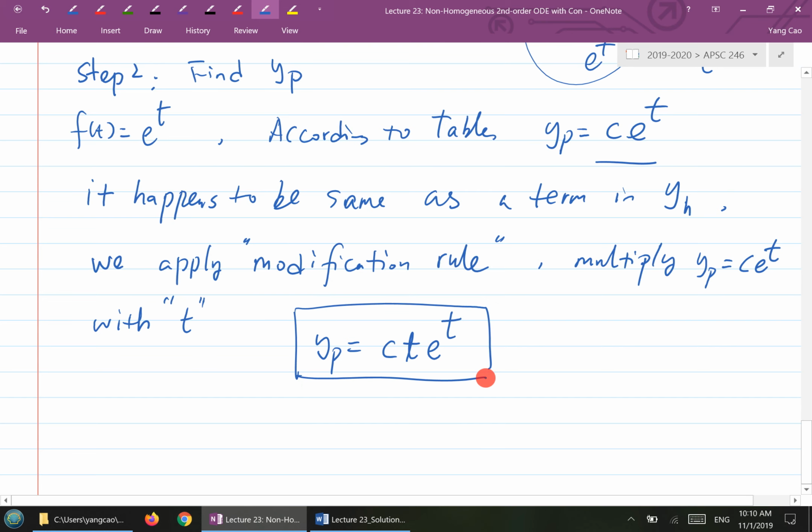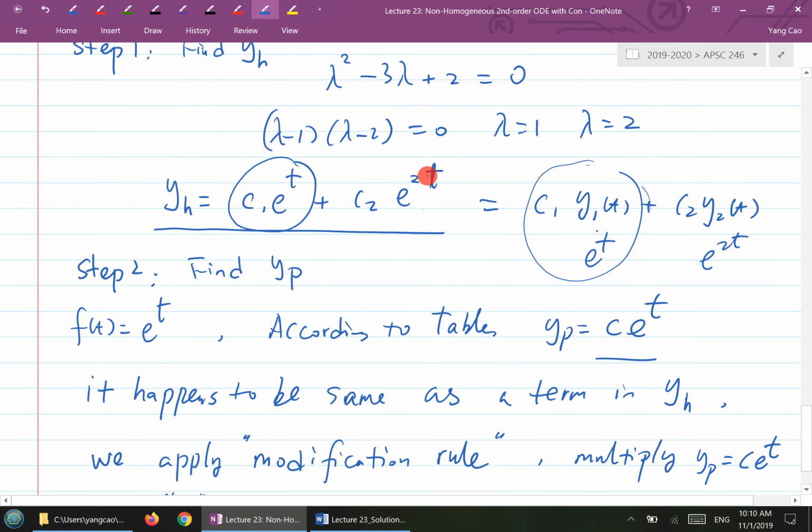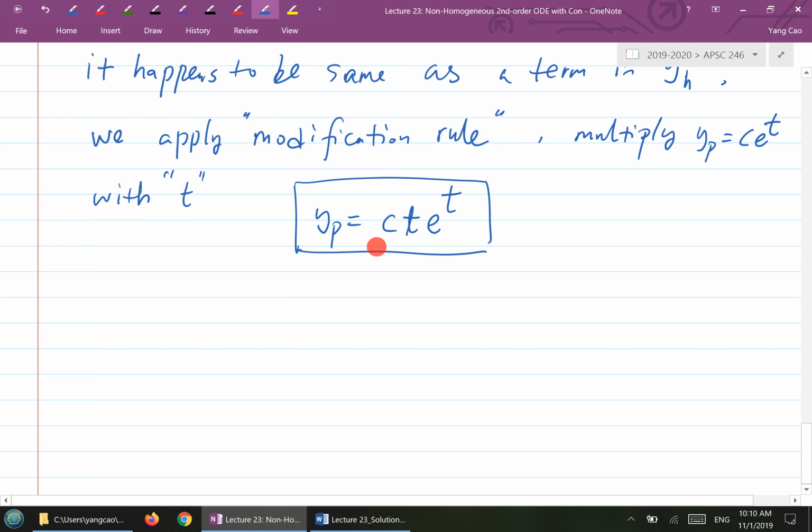But there's another situation which I should show you, if I've got the time. You multiply by t, and it may still be the same as the other basis solution. So then what do you do? Multiply by another t, until you're completely different from the YH here. But not in this example, okay? So this is a YP here.